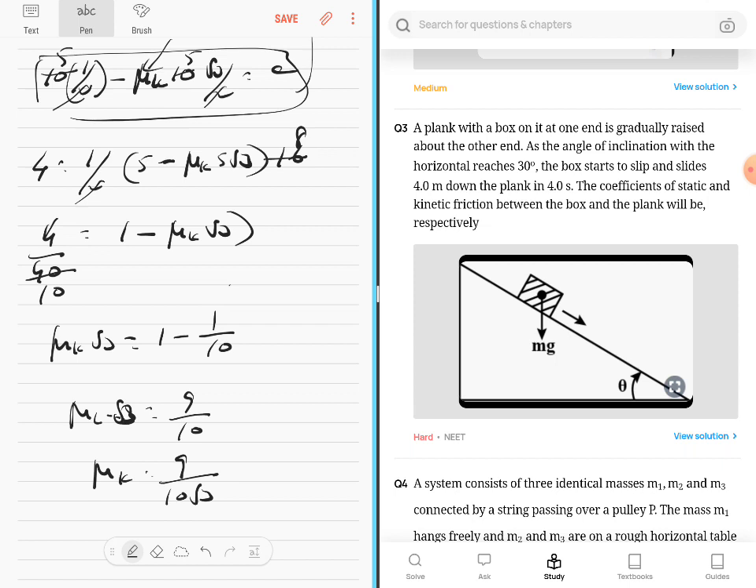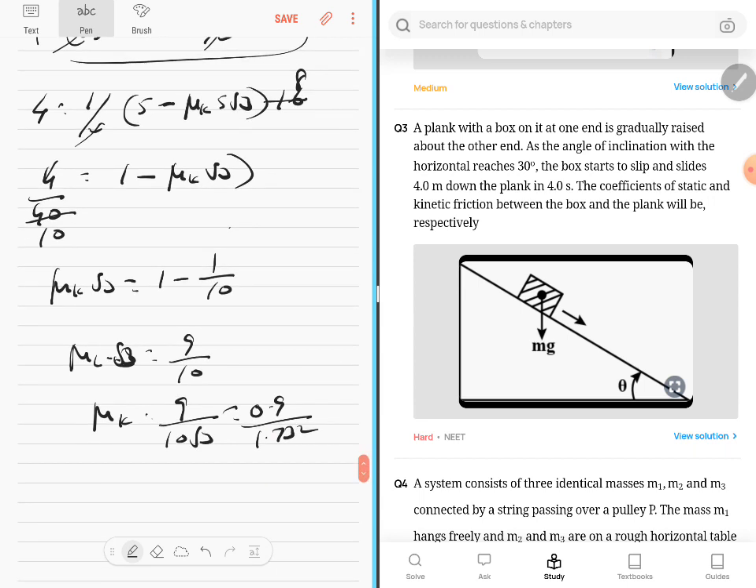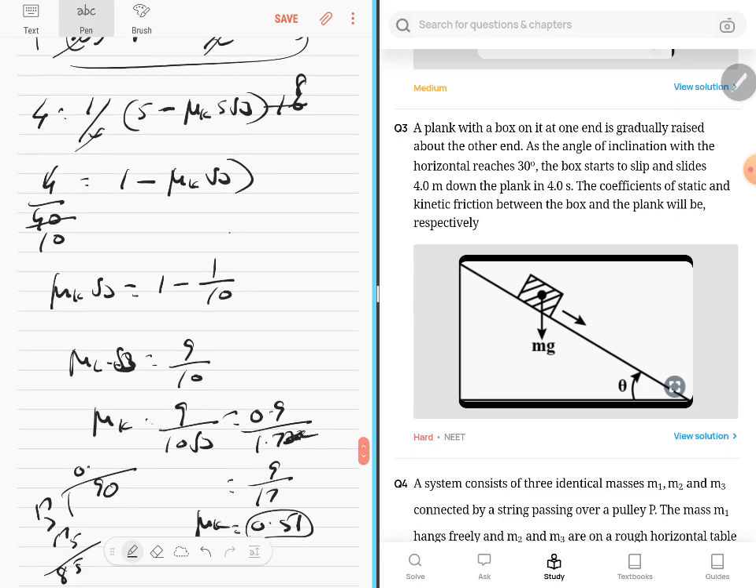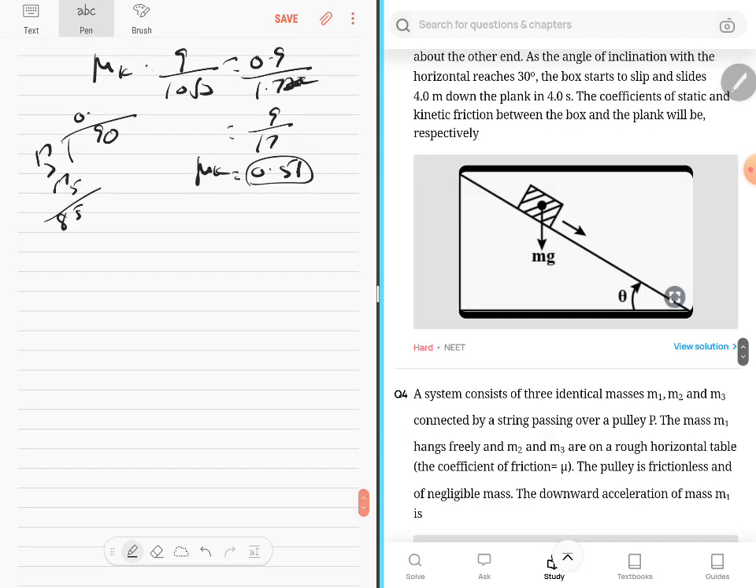9/10 can be called 0.9, and √3 can be written as 1.732, so let's write 1.7, which is close. So 9/17. When dividing 9 by 17, it's approximately 0.5. So 0.51 is the accurate answer. Thus you can find your μk. So that completes this question. Let's go to the next question.